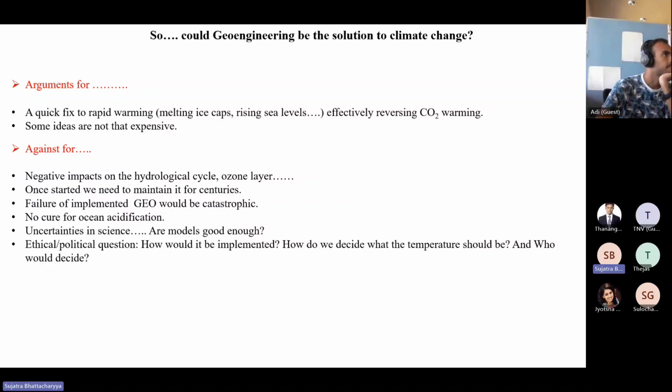No cure for the ocean acidification. Uncertainty in the science: are the models good enough to calculate the effects? There are ethical and political questions also. How would it be invented, how would we decide what the temperature should be, and who would decide? So there is a lot of study already and a lot more study needed to understand the geoengineering better.